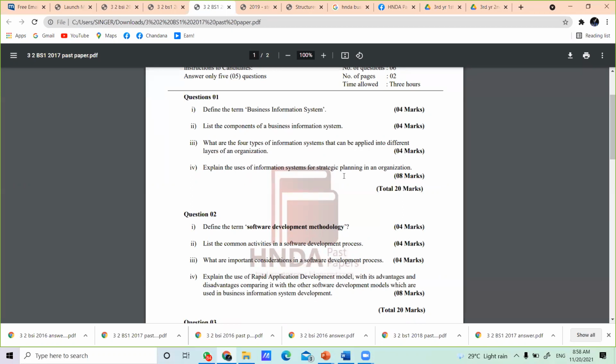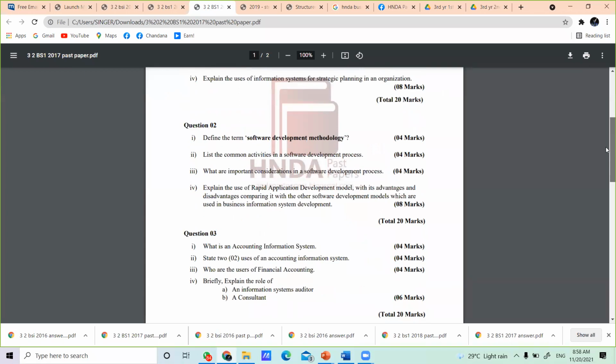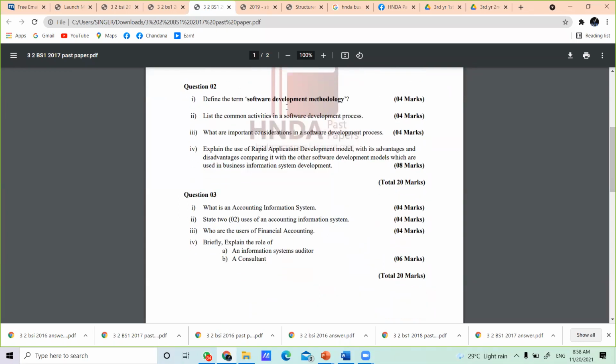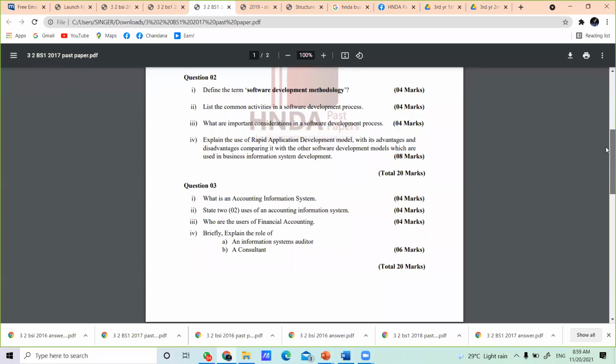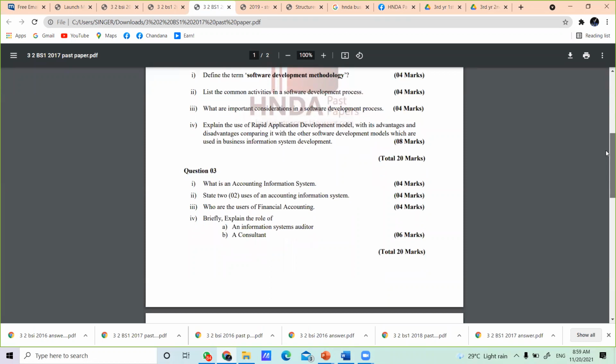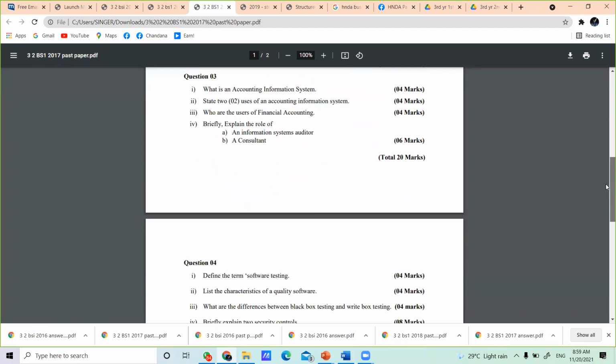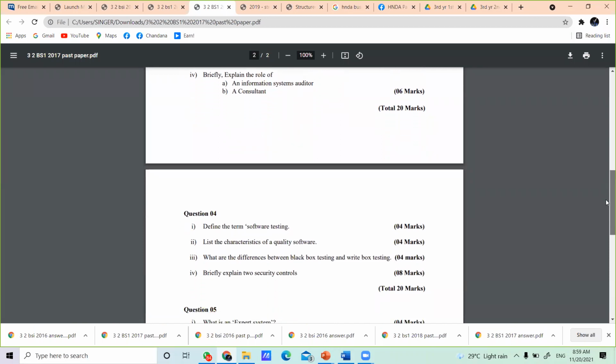Explain the use of information system strategic planning in an organization. These are the types of questions. Look at the second question also. Define the term software development methodology. List the common activities in the software development process. If you know these things, you can easily write down the answers to these questions. They are not deep questions, they are just testing definitions and simple facts. Therefore, no need to study hard, they are only expecting simple answers.